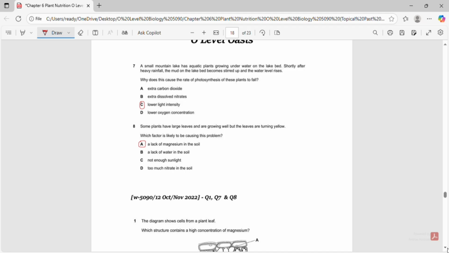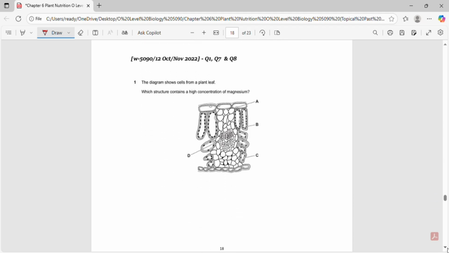The diagram shows cells from a plant leaf, and the question is, which structure contains a high concentration of magnesium? Now, we know that magnesium is a key component of chlorophyll. So, the more chlorophyll a cell has, the more magnesium it will contain. Chloroplasts are most abundant in palisade cells, since that's where most photosynthesis happens. Therefore, structure B, which represents the palisade cells, contains more magnesium, making B the correct answer.